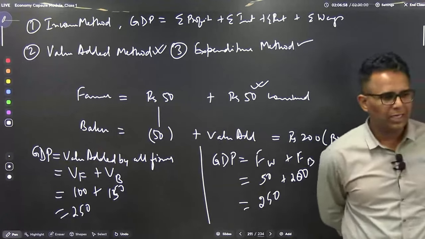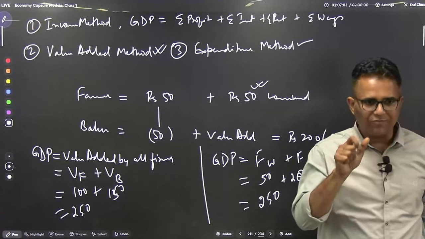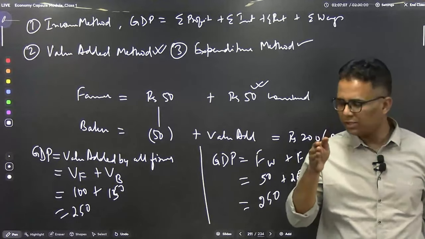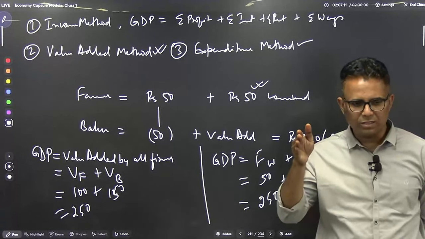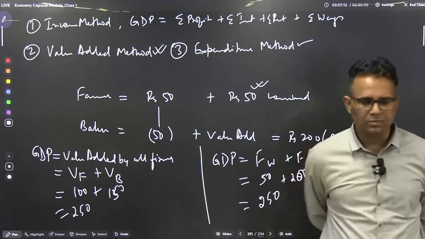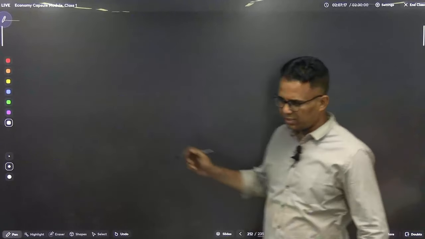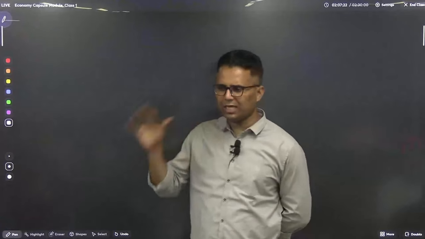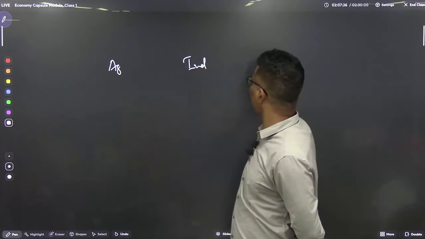Now in India, when NSO calculates GDP, it calculates value addition of agriculture sector, value addition of industrial sector, and then value addition by services sector. Look, how does NSO calculate GDP? It calculates by value added method. So how does it calculate by the value added method? Suppose in India there is agriculture, industry, services.